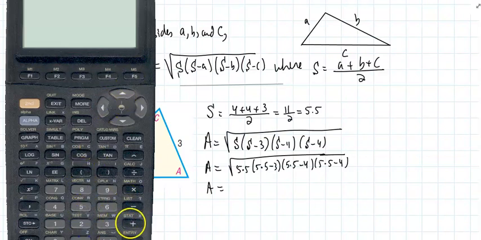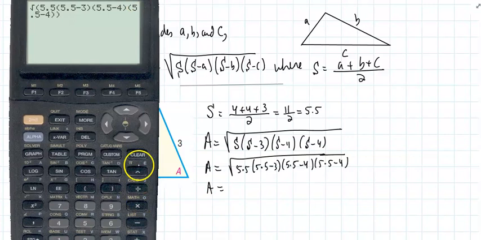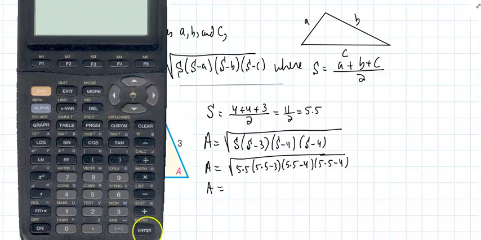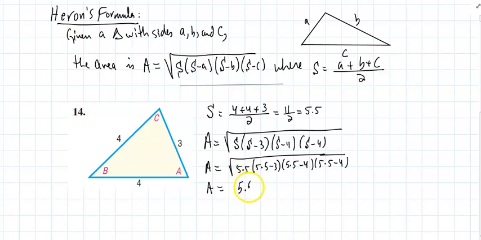parentheses 5.5 minus 3, 5.5 minus 4, and 5.5 minus 4 again, and let me see how that looks. It looks like 5.5 times 5.5 minus 3, 5.5 minus 4, 5.5 minus 4, and another set of parentheses. That should take care of it. And if I hit equal, the area should be 5.56. So that's pretty much how it works.